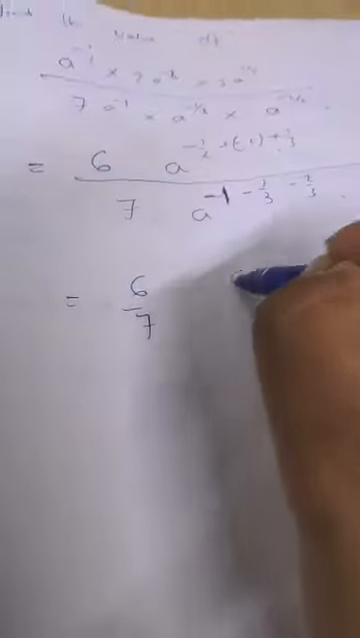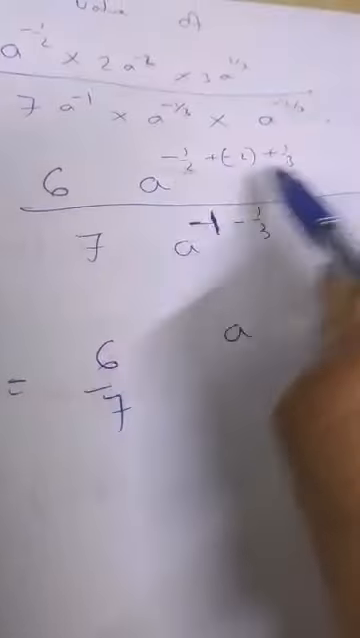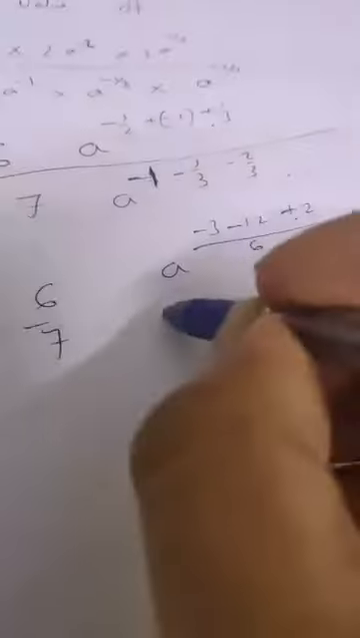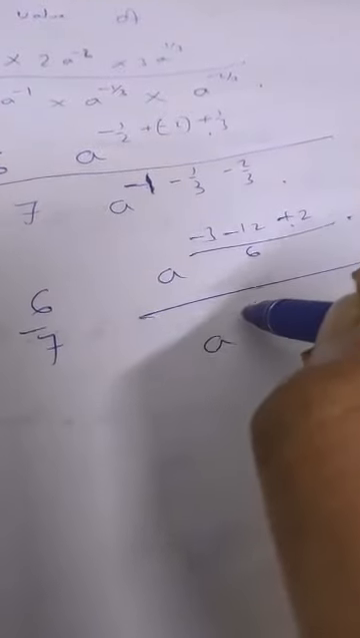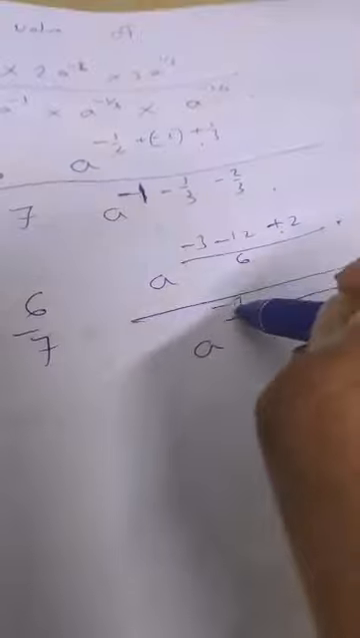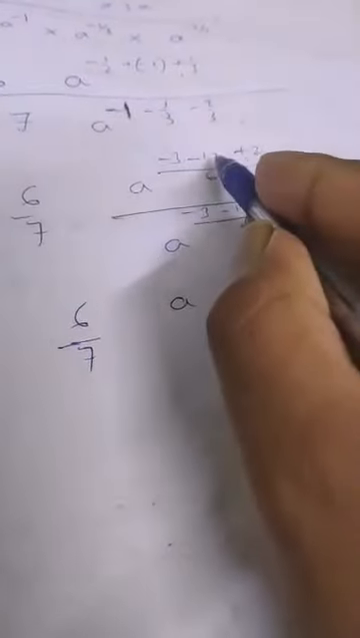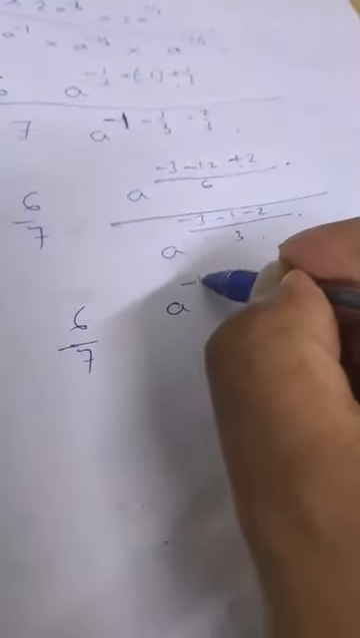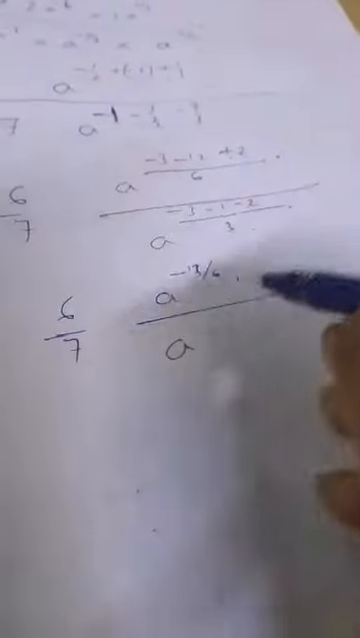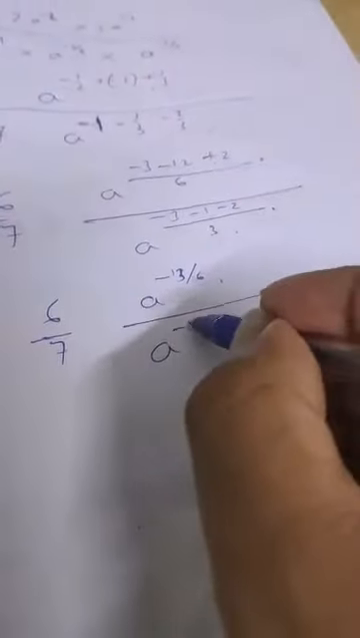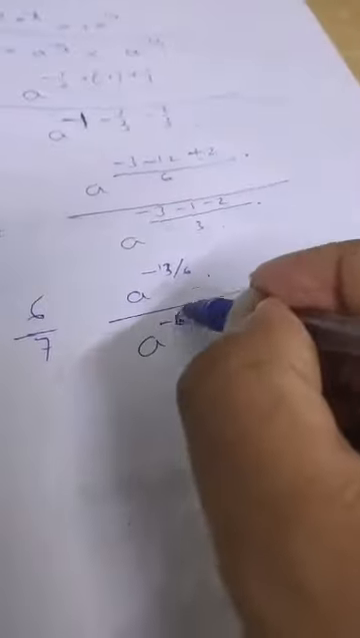So this will be 6 by 7, a to the power, if we calculate the LCM, which is 6: minus 3, minus 12, plus 2, that is minus 13 by 6. In the denominator, LCM 3: minus 3, minus 1, minus 2, that is minus 6 by 3.